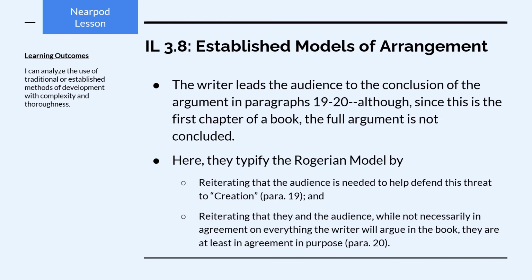However, in this part, they do typify the Rogerian model by reiterating that the audience is needed to help defeat this threat to creation, and also reiterating that they and the audience, while not necessarily in agreement on everything that the writer will argue in the book, are at least in agreement on purpose, finding that common ground there.